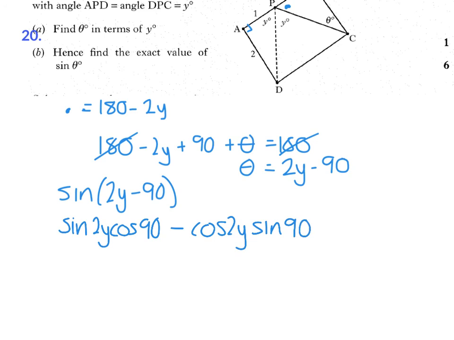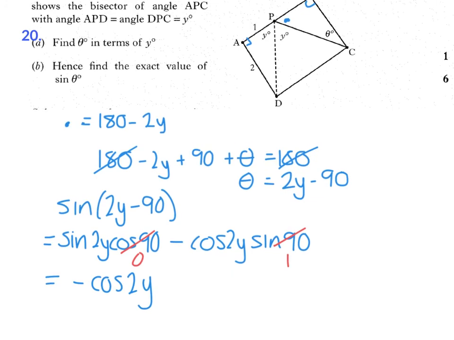All right. Now, cos of 90 is 0. So I'm just going to do a wee bit of cancelling out. So that's just 0. And sine of 90 is 1. So if we then simplify that, the whole first term is 0. And then the second term is just negative cos 2y. So that's what we have to do.